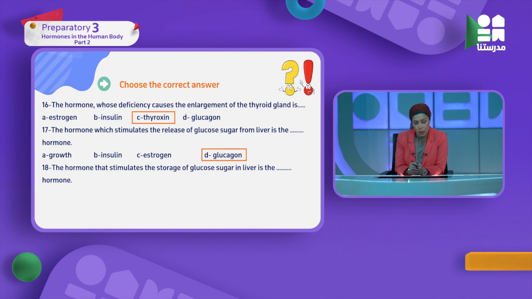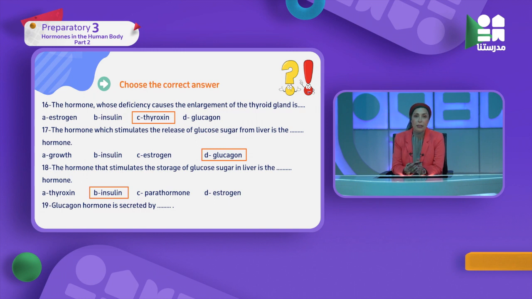The hormone that stimulates the storage of glucose sugar in the liver is what hormone? Here again he asks me who stimulates the storage of glucose sugar in the liver. Who works on it? Is it thyroxine, or insulin, or parathyroid hormone, or estrogen? So it is insulin.